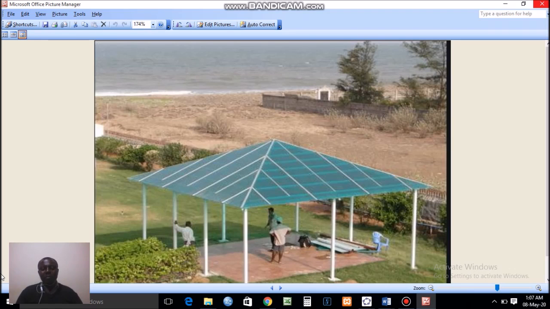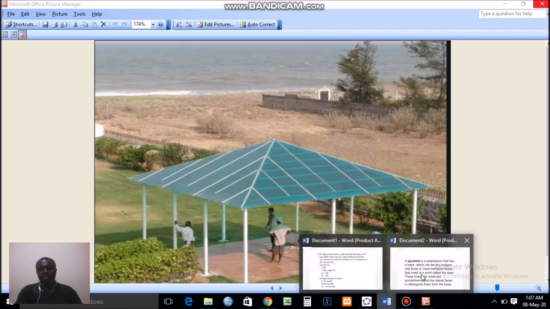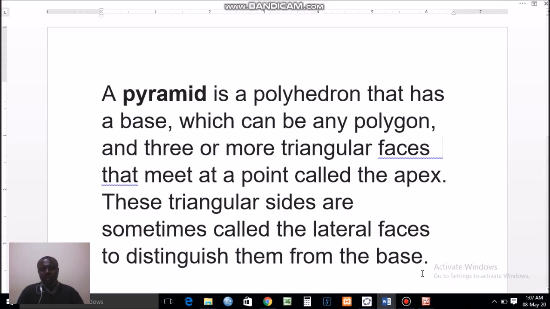It takes the shape of a pyramid, and a pyramid is a polyhedron that has a base, which can be of any polygon, and 3 or more triangular faces that meet at a point called the apex. These triangular sides are sometimes called the lateral faces to distinguish them from the base.